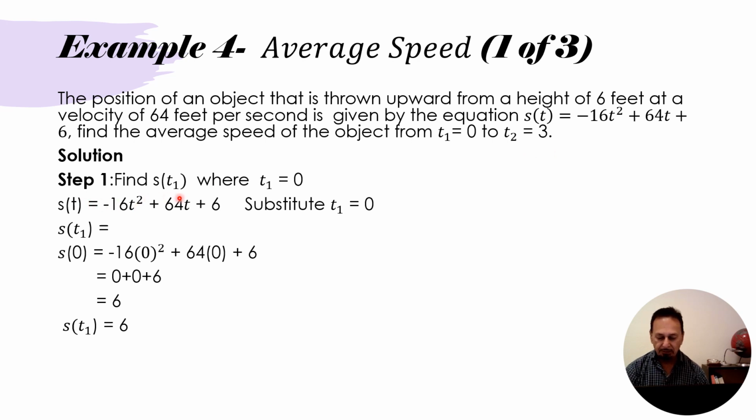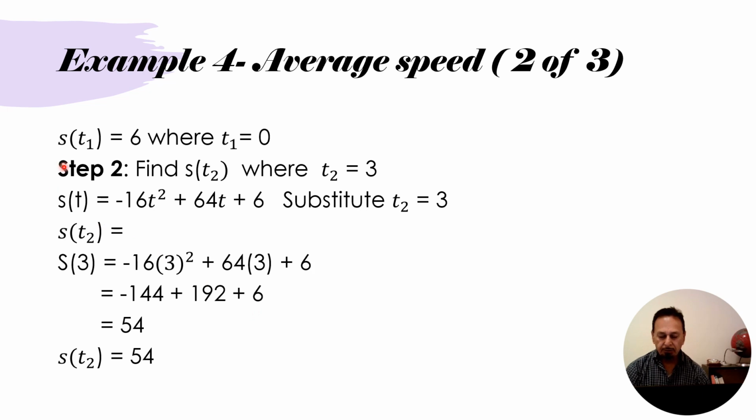So step 1, find s of t1 where t1 equals 0. So let's start with s of t equals minus 16t squared plus 64t plus 6. Substitute t1 equals 0. So s of 0 equals minus 16 times 0 squared plus 64 times 0 plus 6. So this is 0, this becomes 0, plus 6 will be 6. So s of t1 is 6, where t1 is 0.